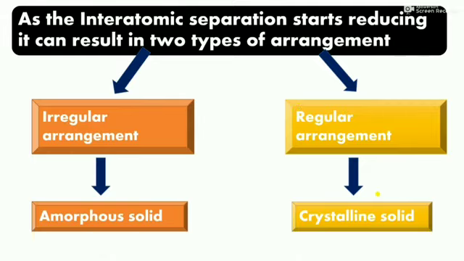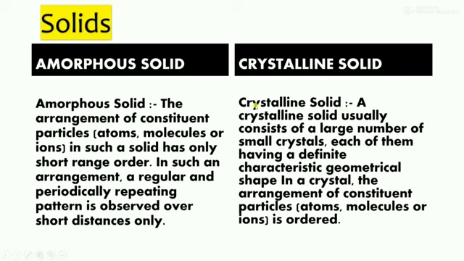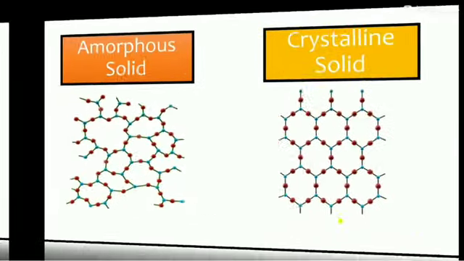So, in amorphous solid, the arrangement of constituent particles such as atoms, molecules, or ions has only short range order. In such an arrangement, a regular and periodically repeating pattern is observed over short distances only, while crystalline solids usually consist of a large number of small crystals, each of them having a definite characteristic geometrical shape. In a crystal, the arrangement of constituent particles, such as atoms, molecules, or ions, is ordered. Now here we can see the basic structure of amorphous solid and similarly the basic structure of crystalline solid.